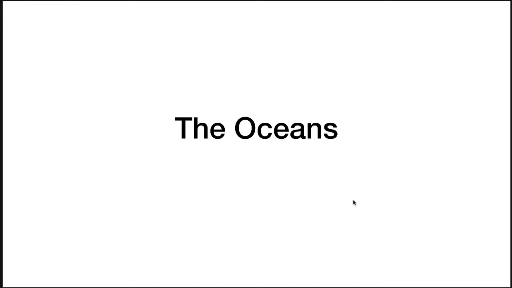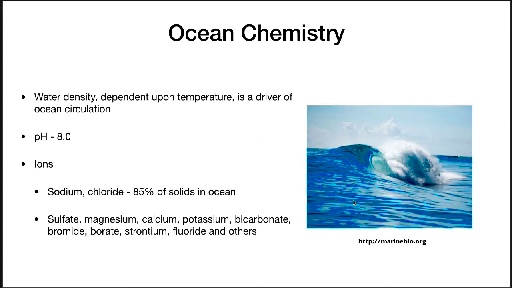All right, on to oceans. Oceans are different than lakes. First of all, they're a lot bigger. What that means is the contribution of land is negligible to most oceans. The water density is dependent upon temperature, and because the ocean can span all the way from the equator all the way up to the poles, it is a driver of ocean circulation. The pH of the ocean is about 8, and it contains a lot more ions.